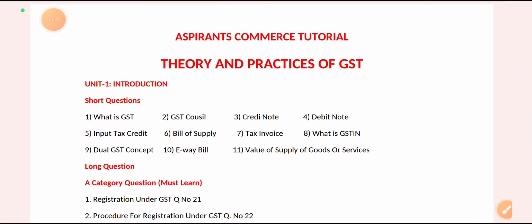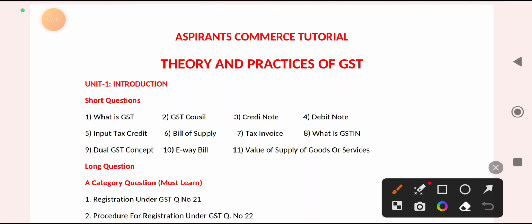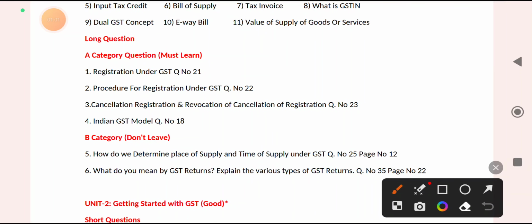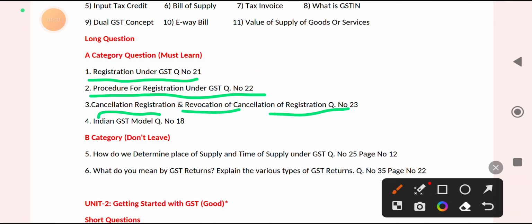In unit 1 short questions, what is GST council, credit note, debit note. In this, input tax credit, dual GST concept, credit note, debit note are very important, and this GST also very important. Others once go through. And for long questions, registration under GST, procedure for registration under GST, cancellation and revocation of cancellation of registration, Indian GST model. These are very important questions, A category questions.